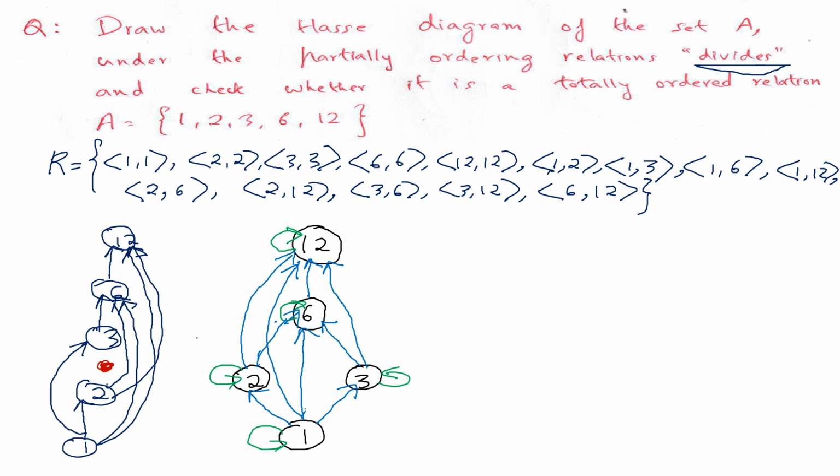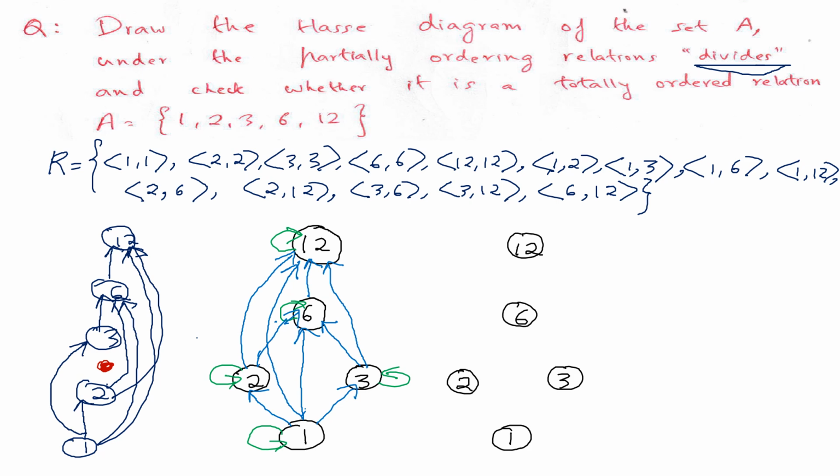Okay. So reflexive means, what is that reflexive? The 1 comma 1, 2 comma 2, 3 comma 3, all those things are reflexive. So in the next diagram that we draw, you have to eliminate that. Okay. So the next diagram will be like this. This is 1, this is 2, this is 3, this is 6, and this is 12. So all those reflexive we will remove.